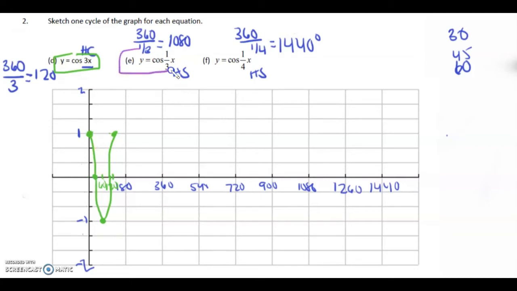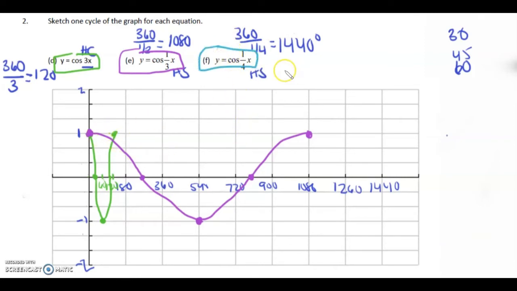Okay, E might be a little bit more clear. So cos, again, starts at a maximum. So we're going to be at a maximum at 0 and 1080. Halfway between these is 540. So at 540, we're going to be at a minimum. So what's halfway between 0 and 540? I'd say 2 something. 270. Okay, and then 270 past the 540 would be here. And that's cos 1/3 x.